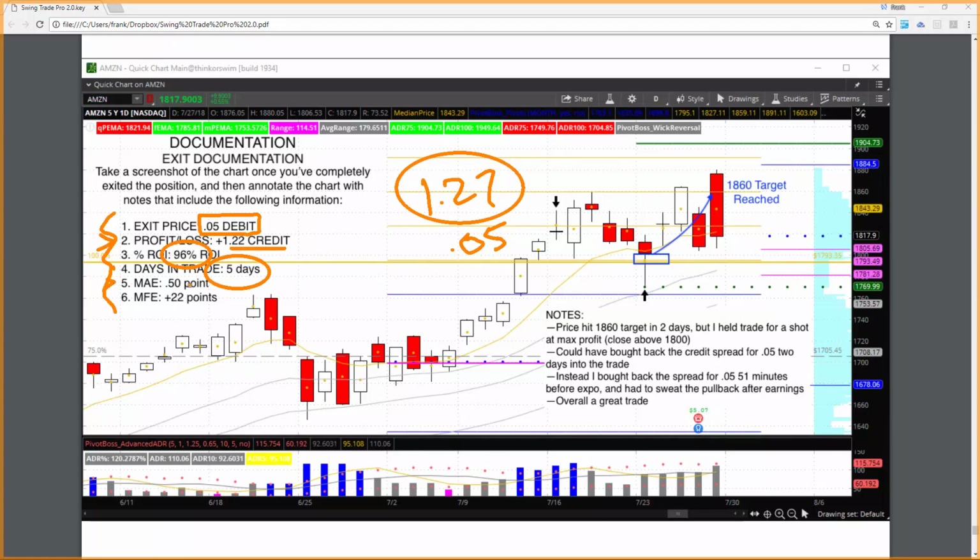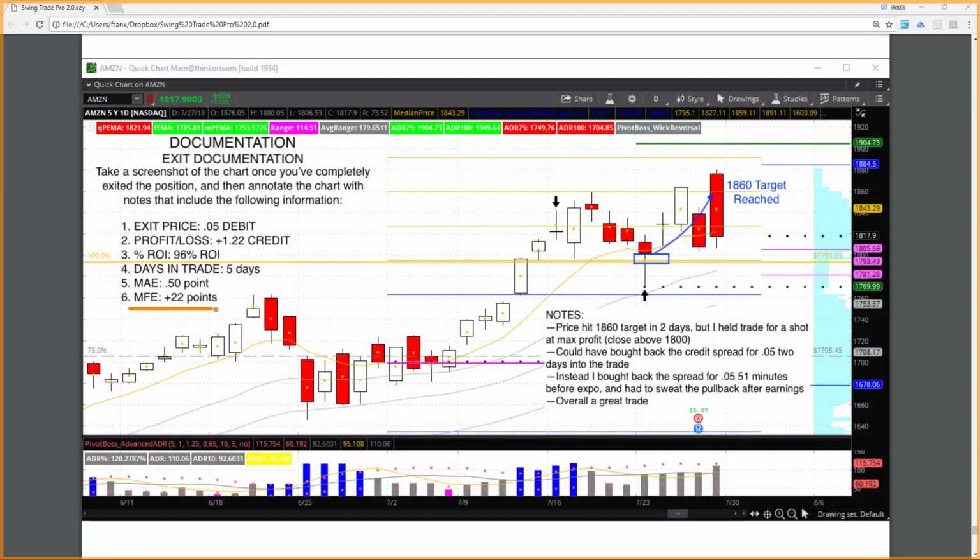The maximum adverse excursion was about 50 cents. I don't even think it was that much, but it was about 50 cents at most. And the max favorable excursion was 22 points as price went right to 1880. A major move up in our favor. So again, if you want to add a number 7 right here, it would be the MAE-MFE ratio. You can basically see that ratio, and that's a great ratio when it only goes against you 50 cents and it goes in your favor 22 points.